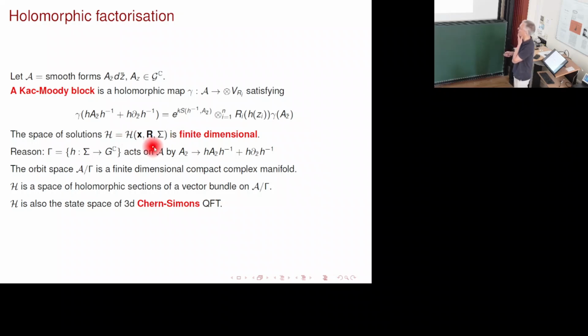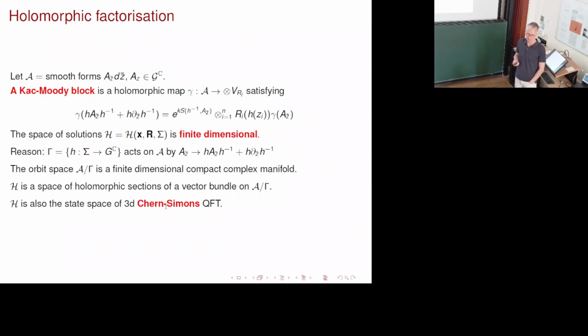Those of you who know about Chern-Simons quantum field theory, this is the same space as the quantum Hilbert space of the three-dimensional Chern-Simons quantum field theory. That's a topological field theory, which has the property that the quantum Hilbert space is finite dimensional, actually, not infinite dimensional like usually in quantum mechanics, even though it is a single particle.